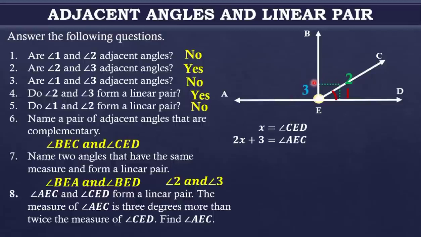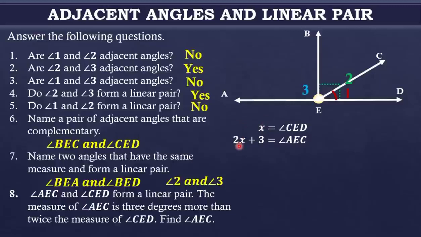So, i-represent muna natin siya. If angle CED is x, yun yung x natin, ang measure daw ni angle AEC is 3 degrees more than twice. So, mas mataas daw siya ng 3 degrees and then twice the measure of angle CED. So, if this is the measure of angle CED, twice, 2x yun. And then 3 degrees more than, kaya nag-plus 3 tayo dito. So, ito po ang ating representation.